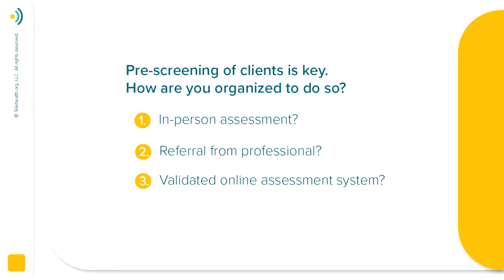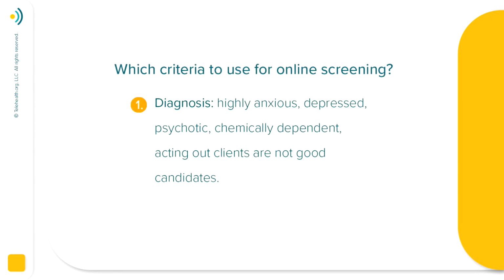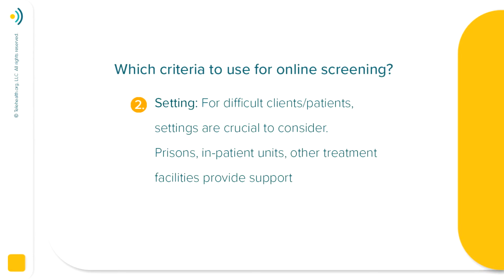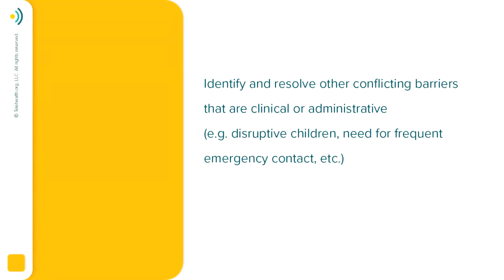Now, when you look at these components one by one, you can see it more specifically. Diagnosis. If somebody is highly anxious, depressed, psychotic, chemically dependent, acting out, they're not good candidates. You may like them, but they're not good candidates. Now, what about the setting? The setting for a difficult patient can make all the difference. Prisons, inpatient units, other treatment facilities provide support. For us, when we're working in a brick and mortar environment, they also provide support for us online. So our job is to identify and resolve any other conflicting barriers that are clinical or administrative.